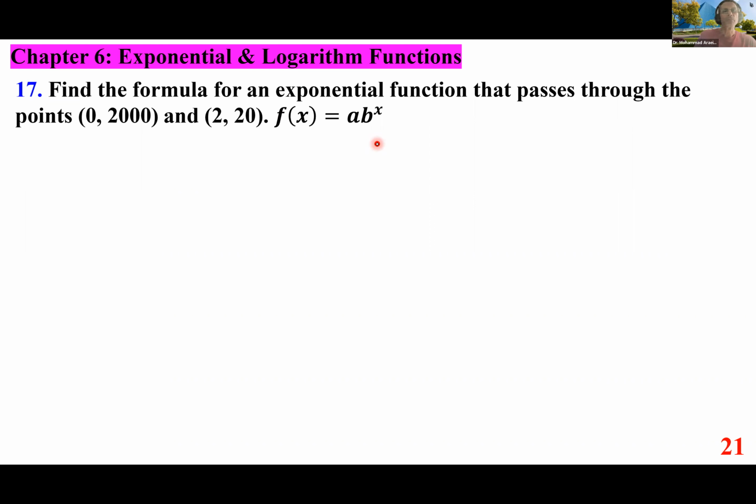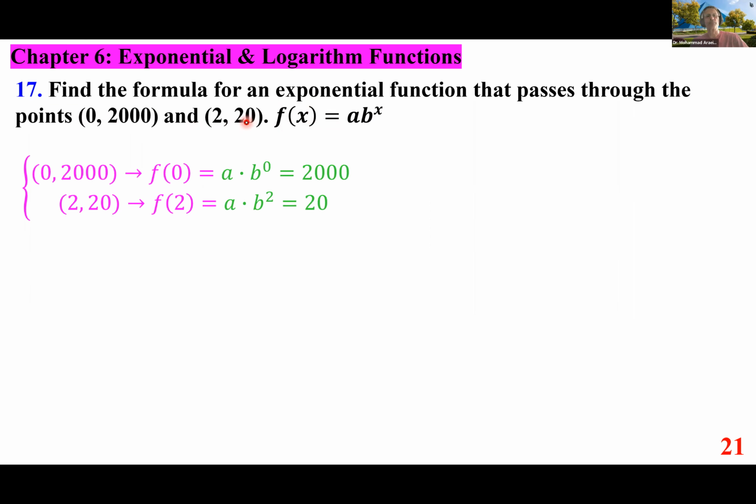So basically, we are going to replace the x with the first coordinate, in this case 0, and f(x) or y with the second coordinate, 2000. That's one pair. We do the same thing with the second pair. We replace the x with 2 and f(x) or y with 20. The first one, b to the power of 0 is 1, and so a becomes 2000. So we are going to replace the a with 2000.